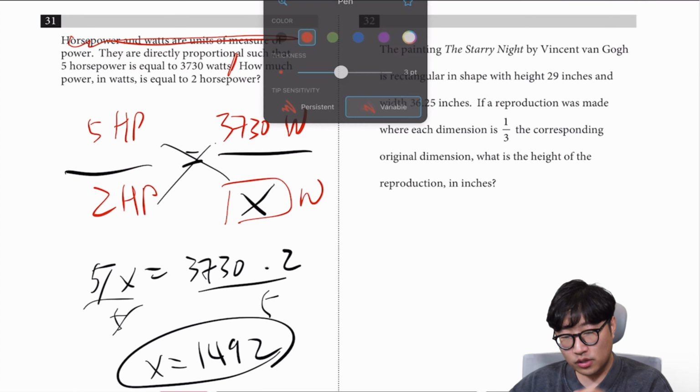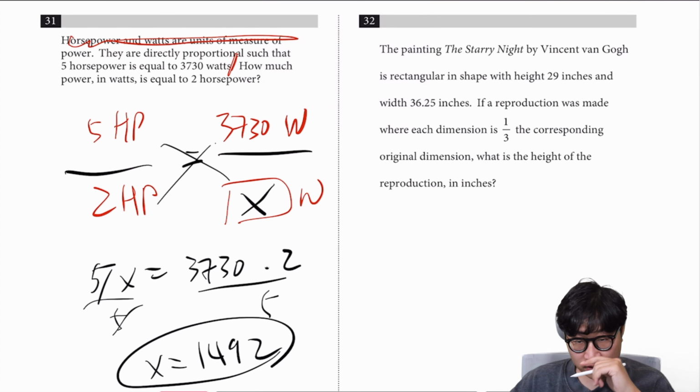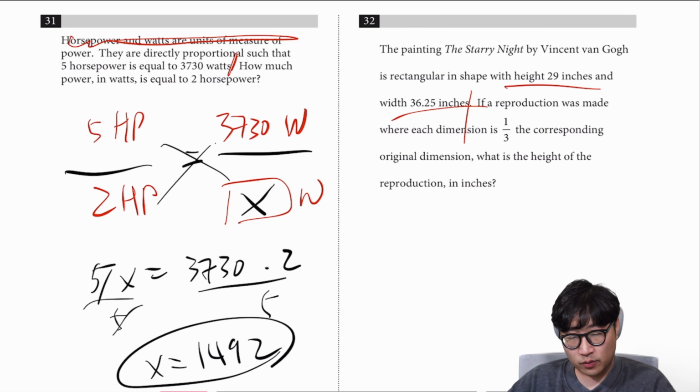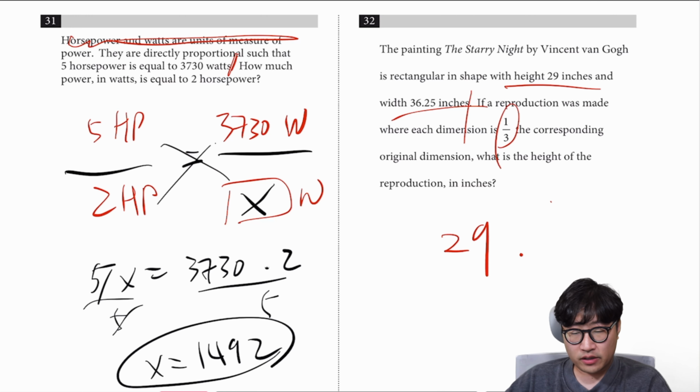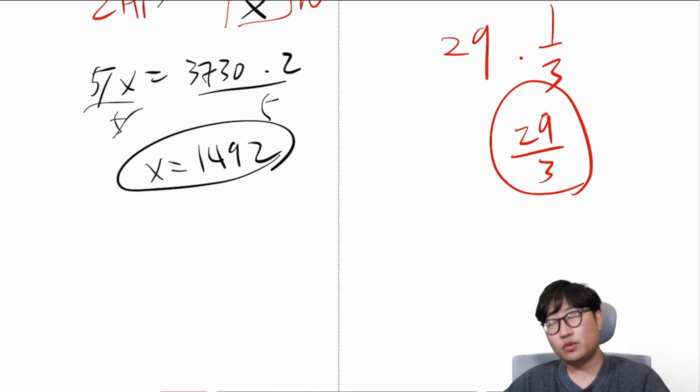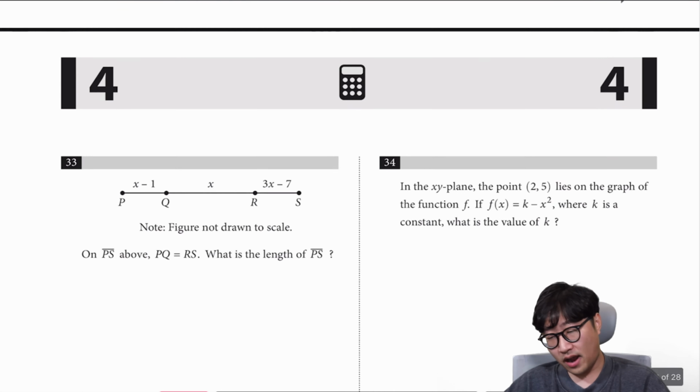Number 32, the painting The Starry Night by Vincent van Gogh is a rectangular shape, height 29 with that. Okay. So a reproduction is made where each dimension is a third of the corresponding original dimension. What is the height? Okay, so height is 29, but take a third of it. 29 over 3. That's it. That's literally the answer. Once again, you can put that into a decimal. What would that be? That would be 9.6666667, but I would probably prefer having it in fraction form.